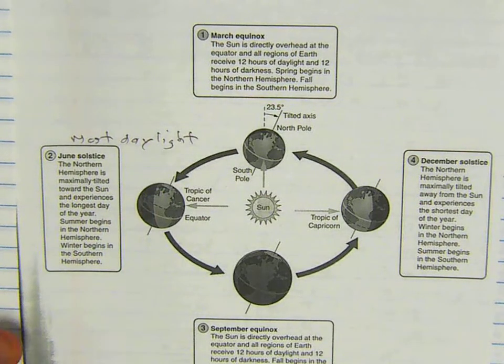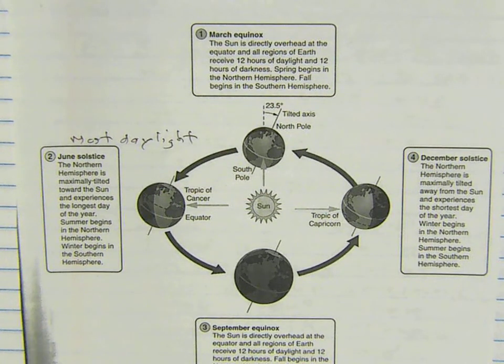The most daylight would be at the June solstice. This would be approximately June 22nd or so. And you can see there that the summer begins. That's officially the start of summer for us in the northern hemisphere, and it's officially the start of winter in the southern hemisphere down under.